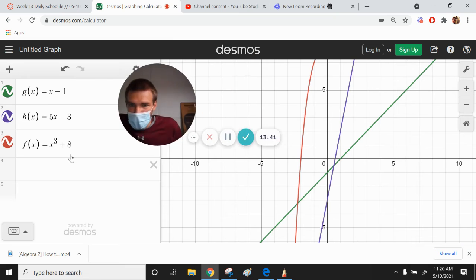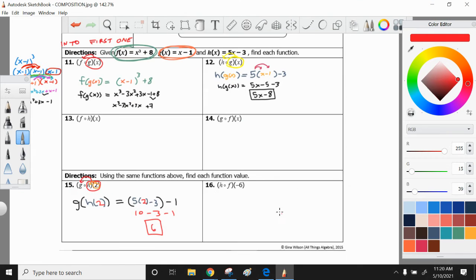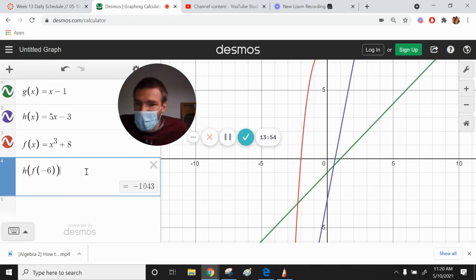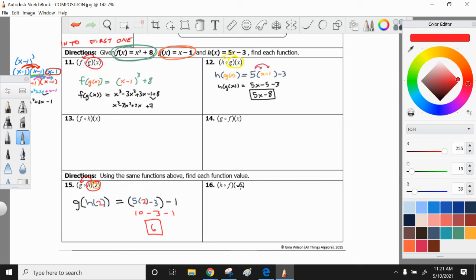Move my head out the way. H parentheses, f parentheses, negative 6. See here. H of f of negative 6. Negative 1,043, right? Crazy. Just use Desmos, right? Don't try to use just unscratch work. There's no reason to do it. What ends up happening here is negative 6 gets plugged into x cubed, which is negative 216. You multiply that by 5. That's why it's over 1,000. Gross.